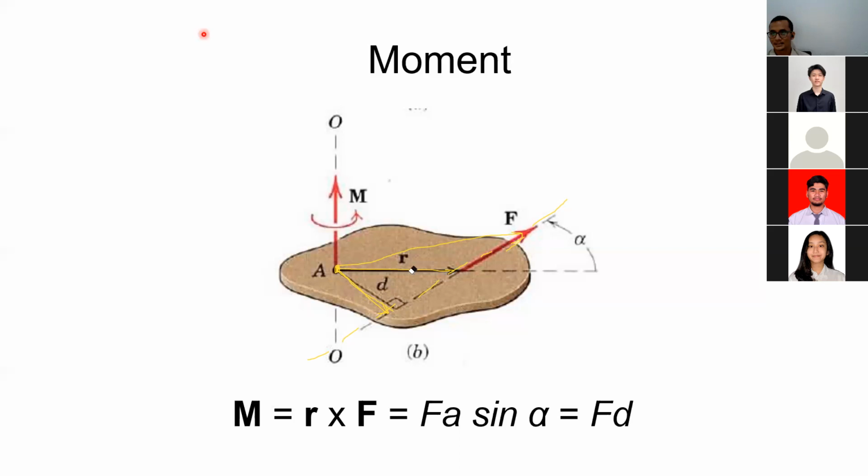But if you want to calculate it using scalar form, the easiest way is by multiplying the magnitude of the vector f, only the magnitude, and the perpendicular distance d. That's what you normally learn in high school: f multiplied by d. But it's a scalar multiplication because we just want to find out the magnitude of the moment.